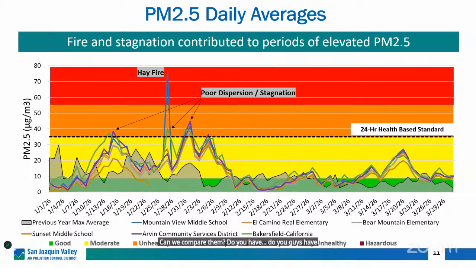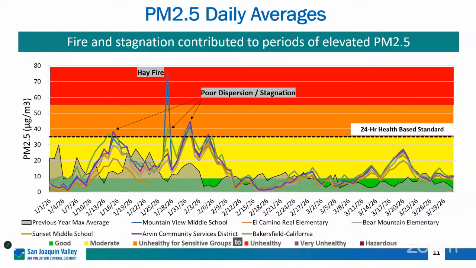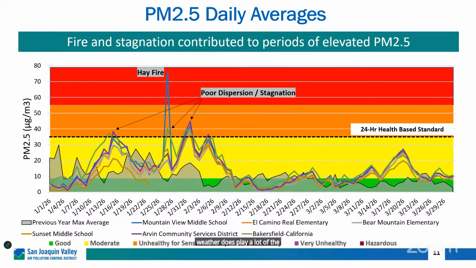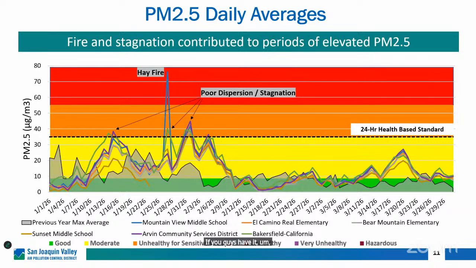Do you guys have the data? So we can at least compare whether there are actual permits from growers who wanted to burn their crops or their trash. So at least we know there's a correlation, because I understand that fog and weather play a lot of the factors, but if we have really bad air contamination, it sticks into the fog, and that's when it creates those issues with the PM 2.5. And it's alarming for residents that have to deal with respiratory issues. So I just want to make sure that anybody in the air district could pass that information along, or if you have it, at least we could see it and compare.